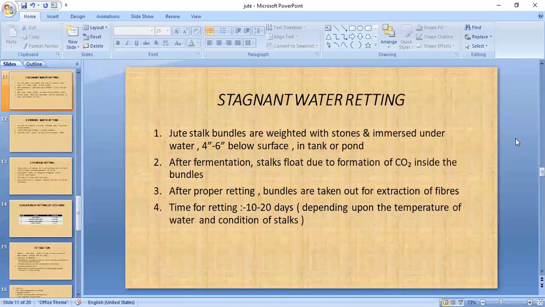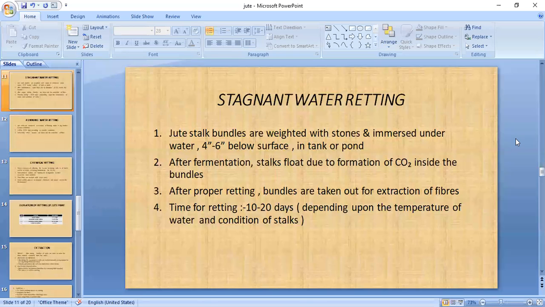सेकंड वन इज स्टेगनेंट वाटर रेटिंग. स्टेगनेंट मीन्स जहां जहां पानी स्थिर है, जहां पानी बह नहीं रहा है, फ्लो नहीं कर रहा है, उसको हम बोलते हैं स्टेगनेंट. सो स्टेगनेंट वाटर रेटिंग, इन दिस वी आर यूजिंग सम storage of water. So jute stock bundles are weighted with stones and immersed under water 4 inches to 6 inches below the surface of water in tank or pond.